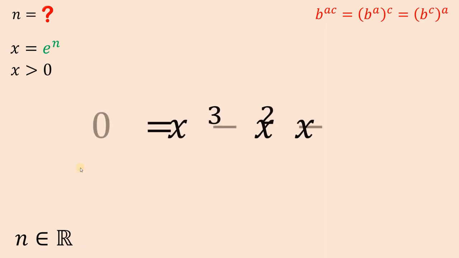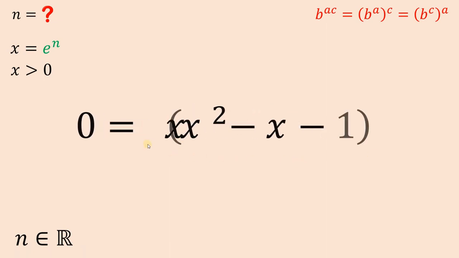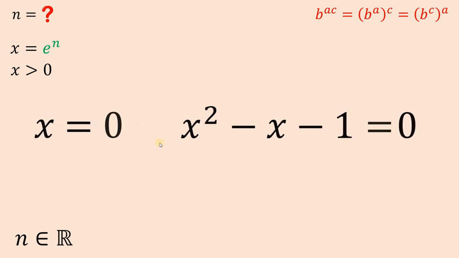Now rearrange some terms a little bit. This will give us 0 equals x cubed minus x squared minus x. Now let's factor out x. We have now x multiplied by x squared minus x minus 1. And since it is equal to 0, it follows that at least one of them must be equal to 0. So we can say that x equals 0 or x squared minus x minus 1 equals 0.